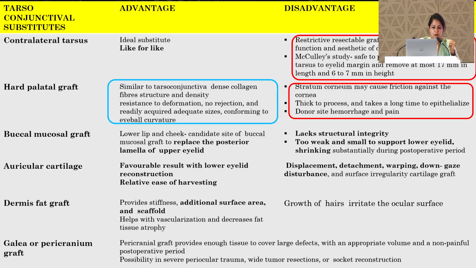For the lower eyelid, we have the option of auricular cartilage, which provides favorable results because of relative ease of harvesting. But at the same time, displacement, detachment, warping, and downgaze disturbances are some of the potential complications. A dermis pad graft can provide an additional scaffold, and it is the rarest graft we can use in the absence of all the other options. Then we have galea or pericranium, which can be used in severe periocular trauma cases, wide tumor resection or socket reconstruction, especially in collaboration with the neurosurgeons.